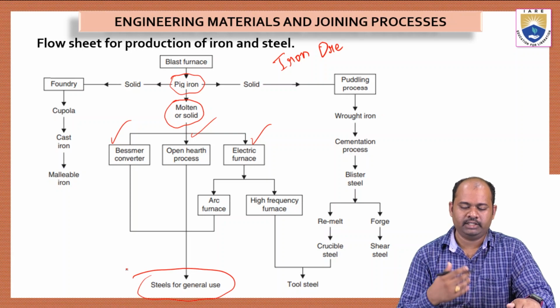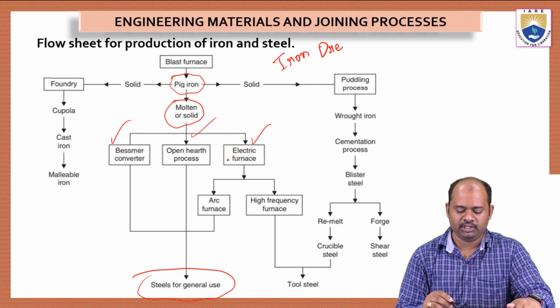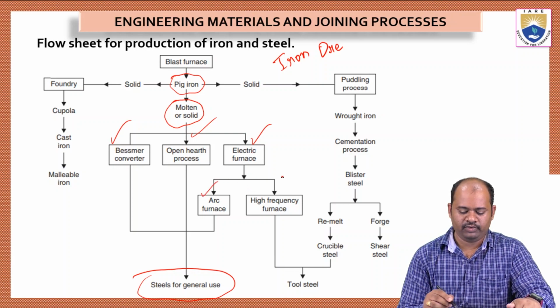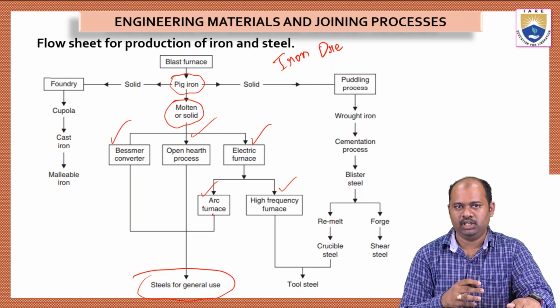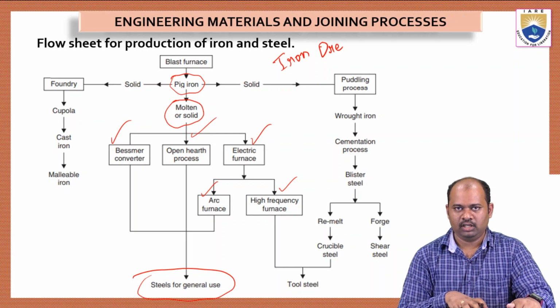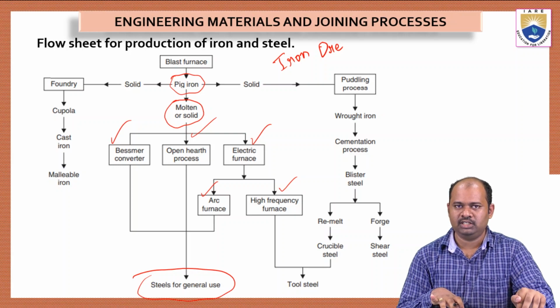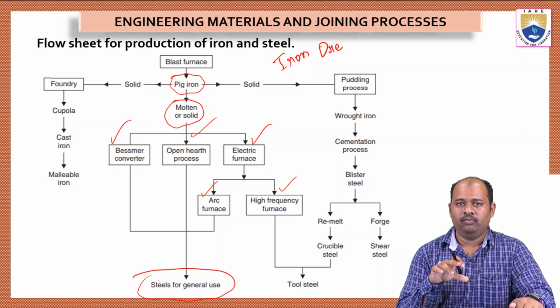Okay, we will get steel in all these processes, and particularly in the electric furnace there are another two types of processes. One is the arc furnace and the other is the high frequency furnace. In the arc furnace we will get steel which is used in normal applications, and the high frequency furnace is a special device which is made for preparation of tool steels.